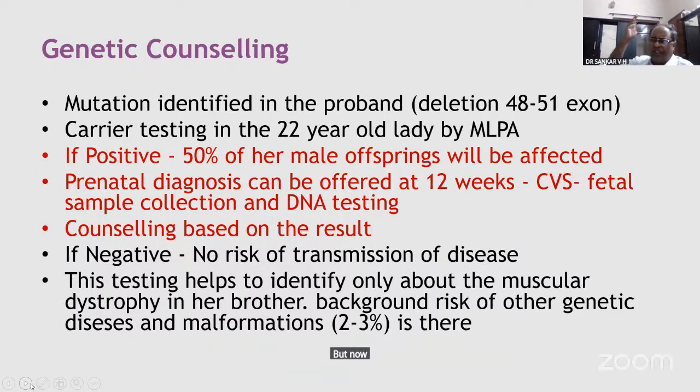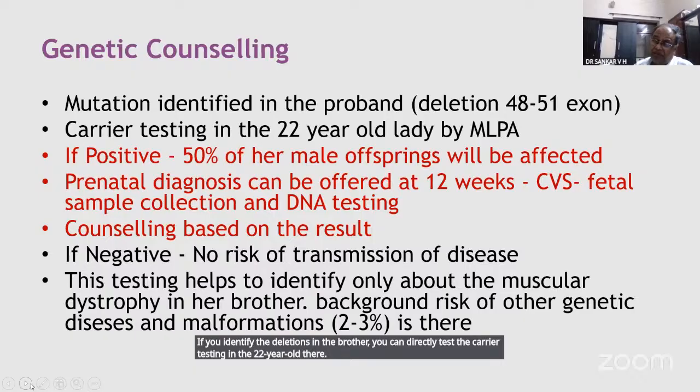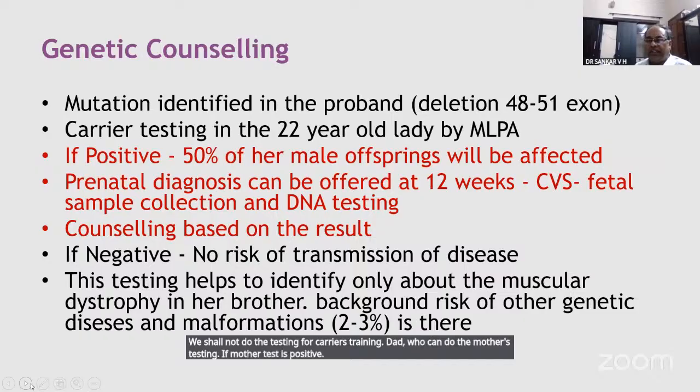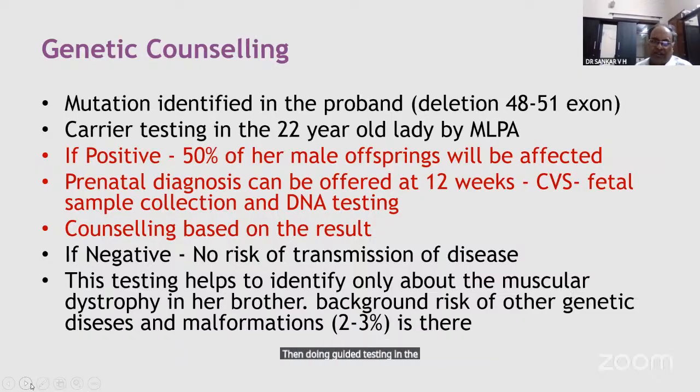But now we cannot test the mother, because the mother will be 50 or 55 years old. She may be there, she may not be there, and we don't want to produce unnecessary confusion for her. If you identify the deletion in the brother, you can directly do carrier testing in the 22-year-old lady. But if the sister is less than 18 years, we should not do carrier screening. There you can do the mother's testing. If the mother's test is positive, then do the carrier testing in the child when she is more than 18 years.